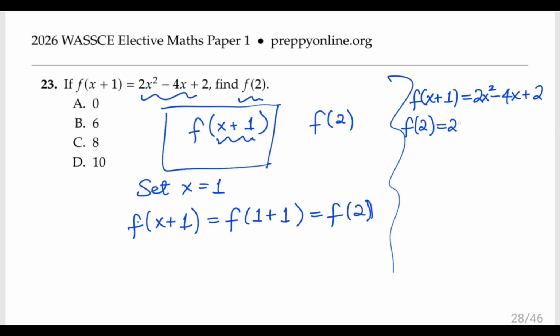You get 2 times 1 squared minus 4 times 1 plus 2. And what does that give you? 1 squared is 1. So we have 2 times 1, which is 2. 4 times 1 is 4. So minus 4 times 1, minus 4, plus 2. So we have 2 minus 4 plus 2, and that is equal to 0. So our answer is A.